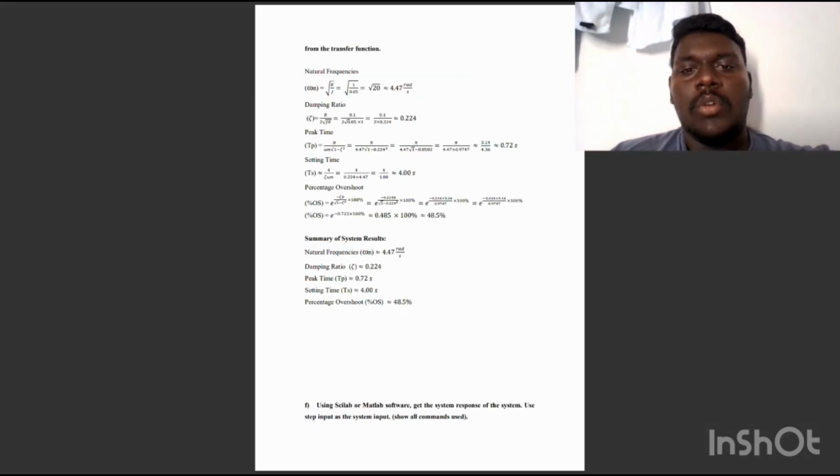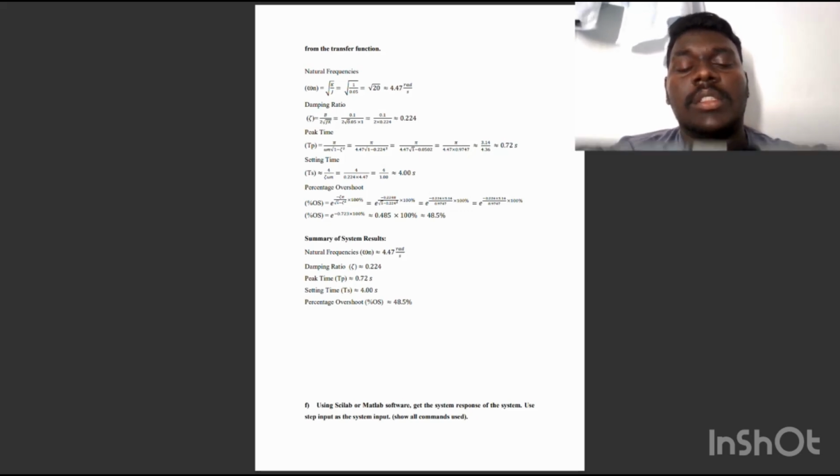In this video, we will go over the key characteristics of the dynamic system. First, we have calculated the natural frequency omega n to be approximately 4.47 radians per second. This indicates how fast the system oscillates without any damping. Next, the damping ratio zeta is found to be around 0.224. This value tells us that our system is underdamped, meaning it will oscillate before eventually coming to rest.